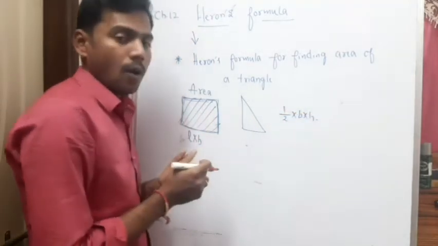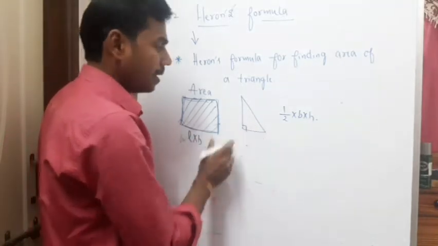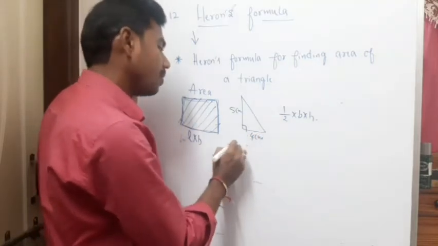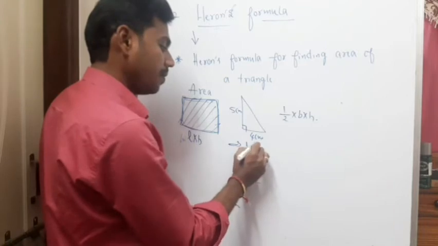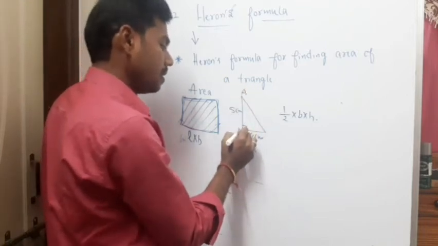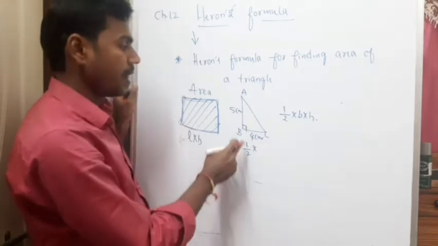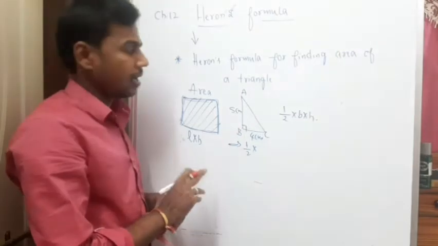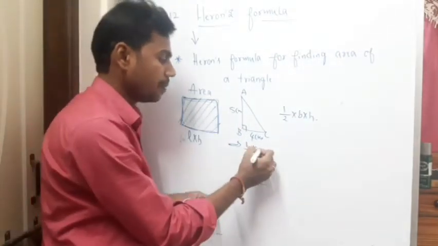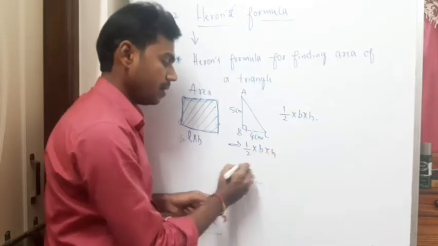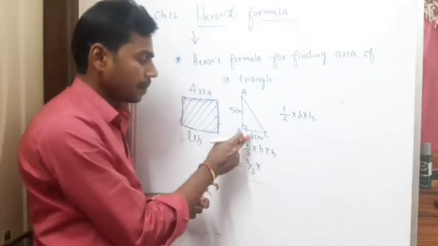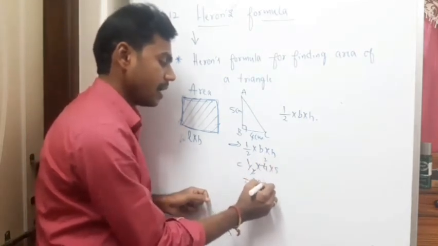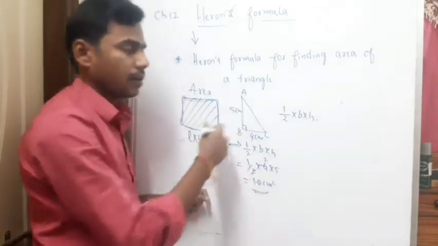Now if it is a right angle triangle, say 5 centimeter and 4 centimeter, we could directly calculate. If it is ABC, how are you going to calculate half into base into height? Either you can consider BC as a height, or AB as a height. If I consider AB as the height, base is 4 centimeter, height is 5 centimeter. 2 2s are 4, 2 5s are 10. 10 centimeter square is the area of this particular triangle.